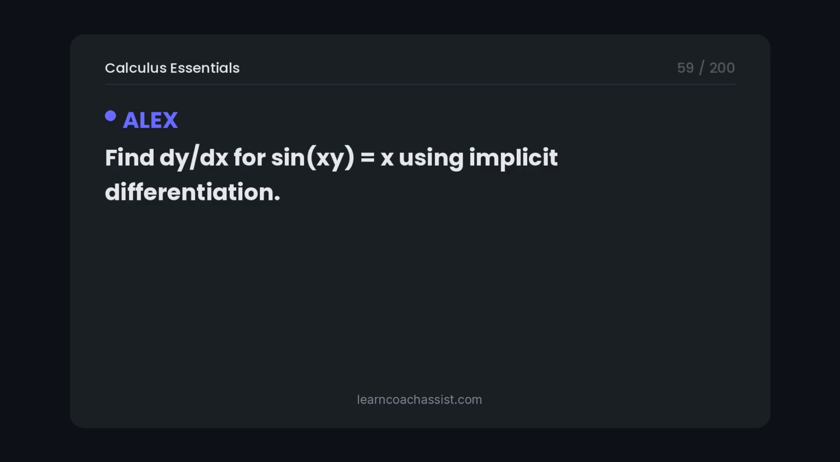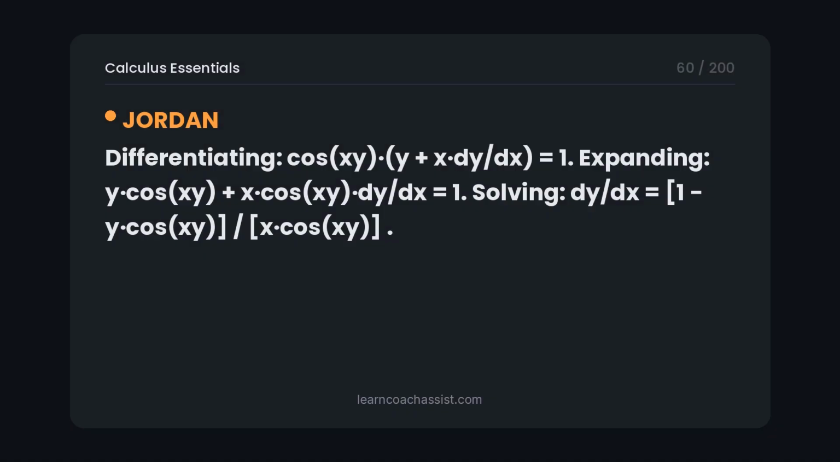Find dy/dx for sin(xy) equals x using implicit differentiation. Differentiating: cos(xy) times (y plus x dy/dx) equals 1. Expanding: y cos(xy) plus x cos(xy) dy/dx equals 1. Solving: dy/dx equals (1 minus y cos(xy)) over (x cos(xy)).